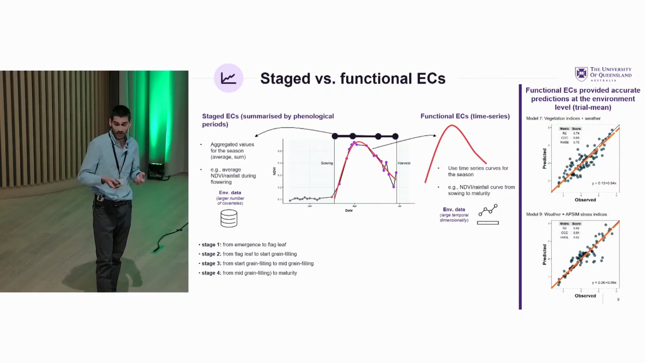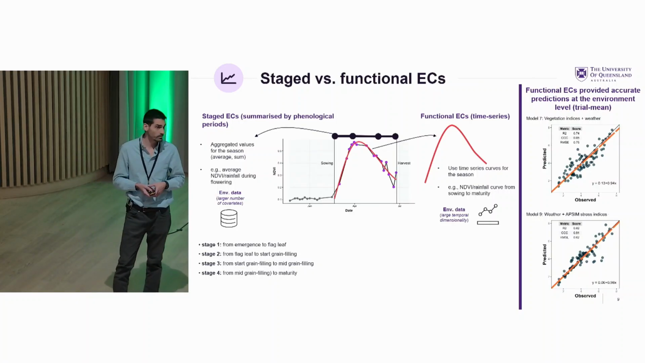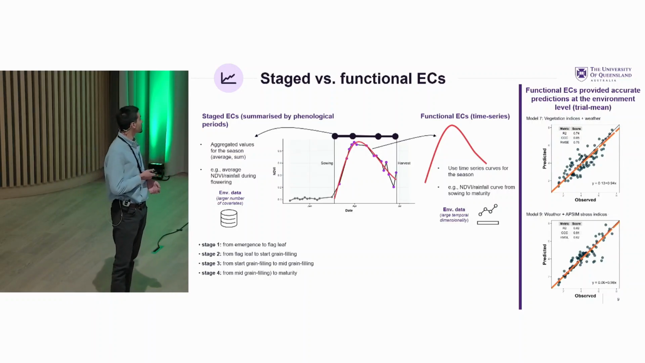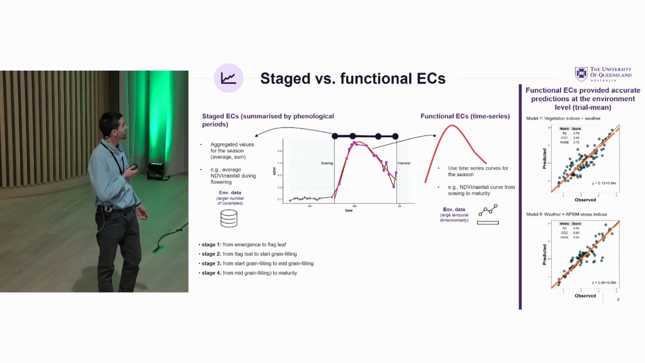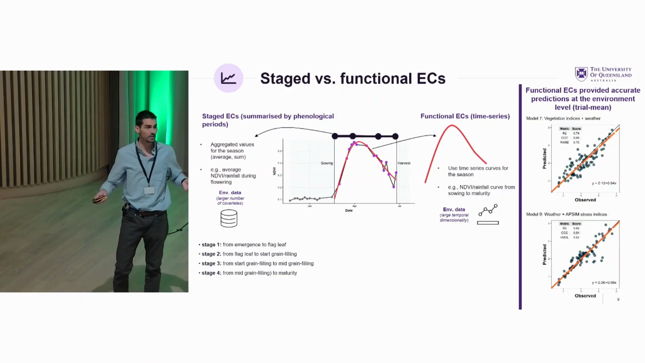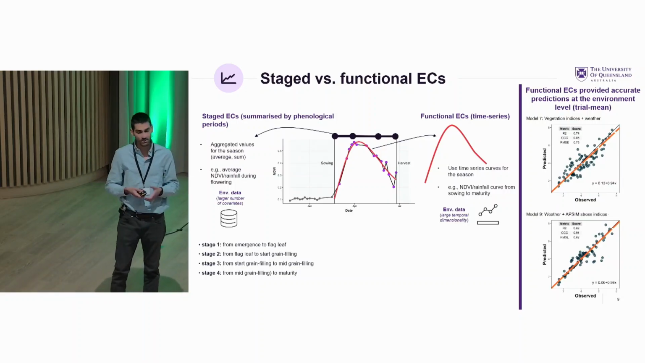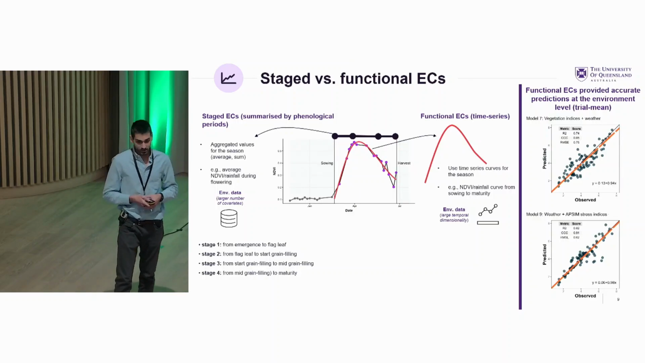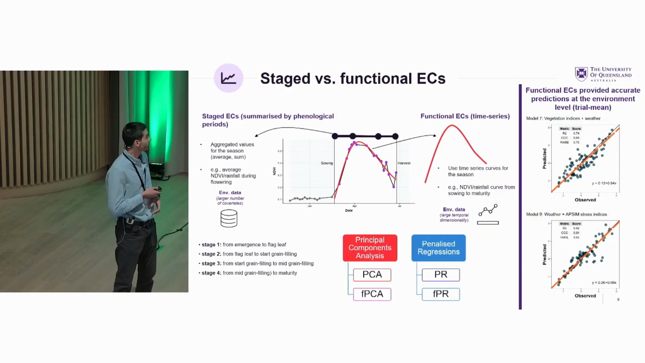Should we use it? There was discussion about this during the symposium. Should we use it in a static way via these stage indices, or should we use it as a type of functional EC, using this in a dynamical way, the time series? And we tested this idea using different approaches here.